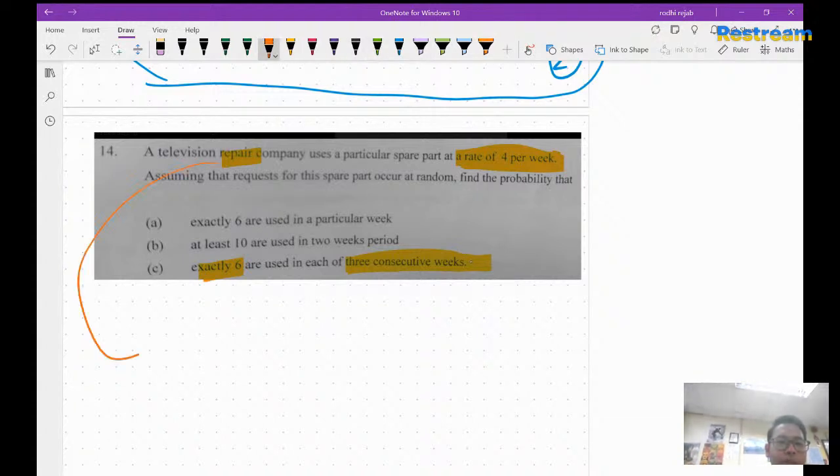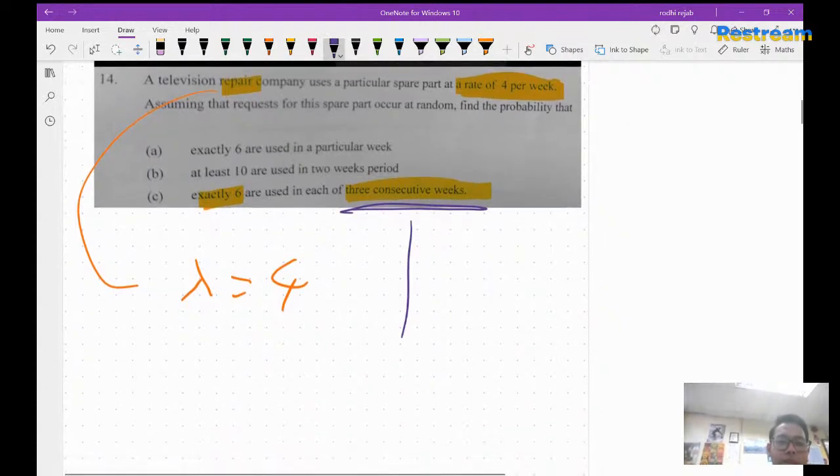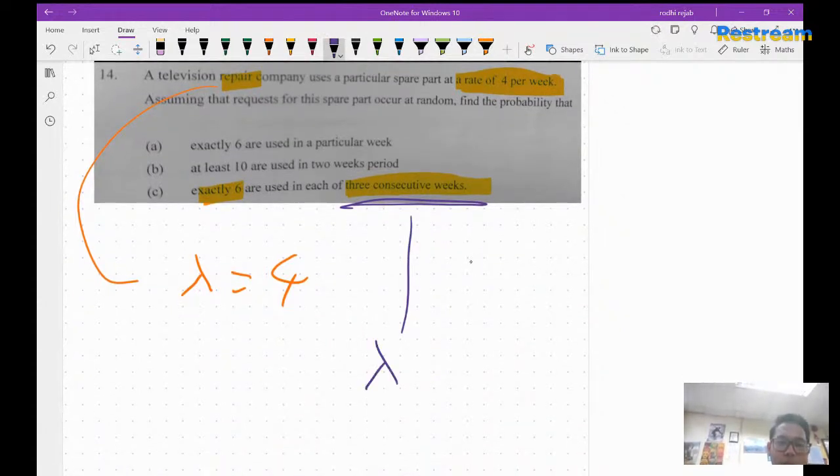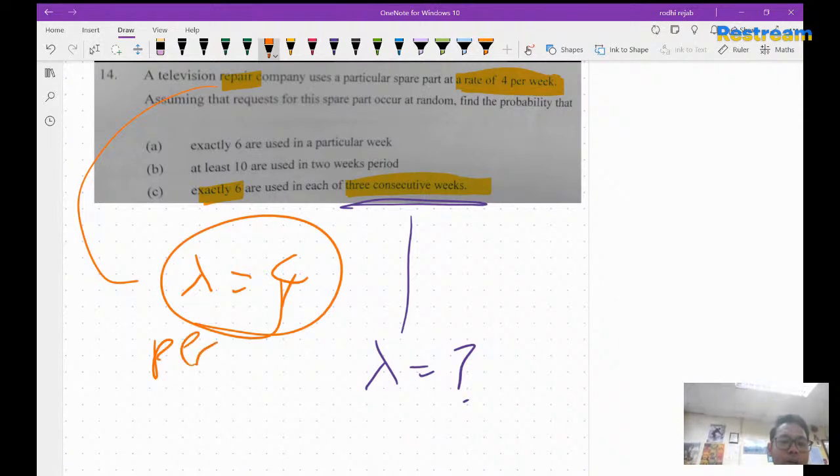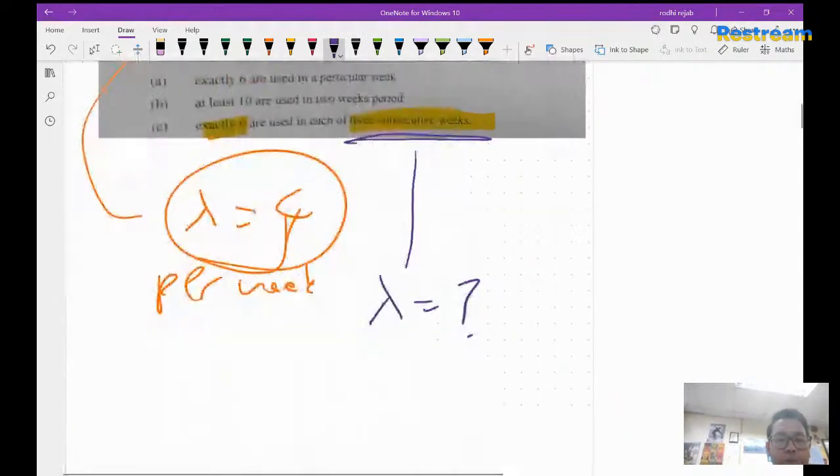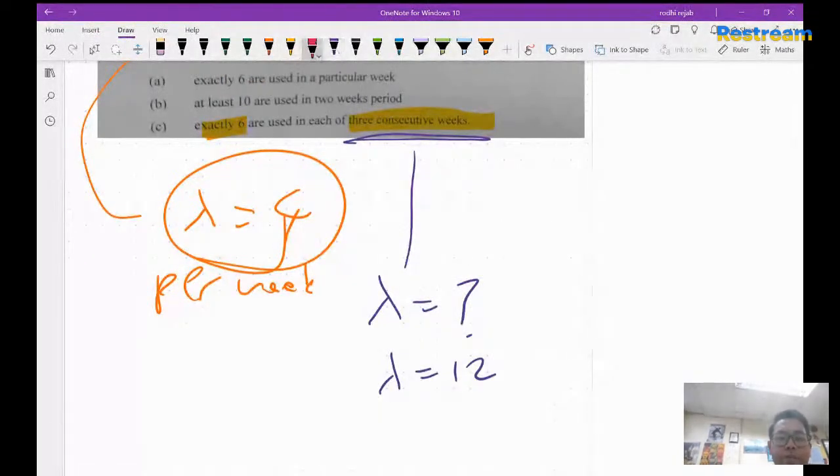From the earlier part, we got lambda is 4. So what about this one here? What will our lambda be? Because we got lambda for 1 week, this is per week. So what about if they said 3 consecutive weeks? Should the lambda be 12? If you answer 12, then it's wrong.